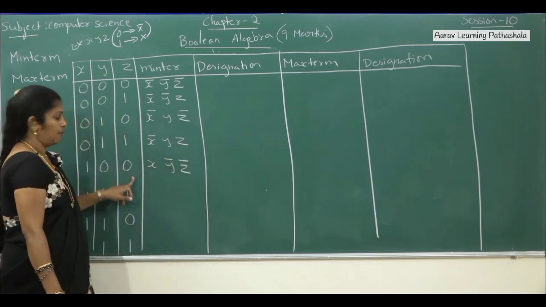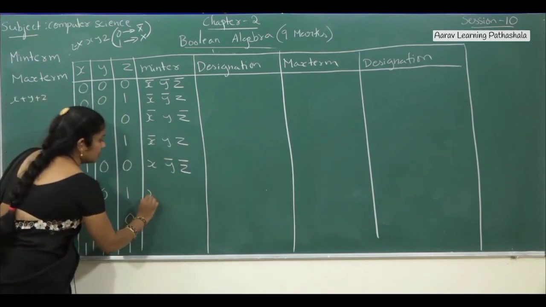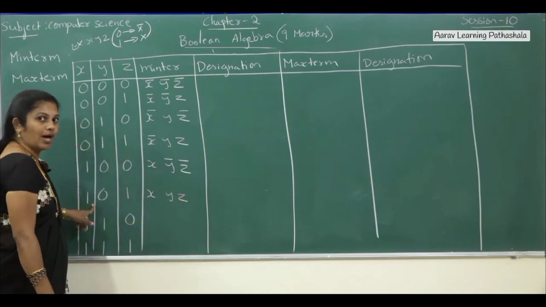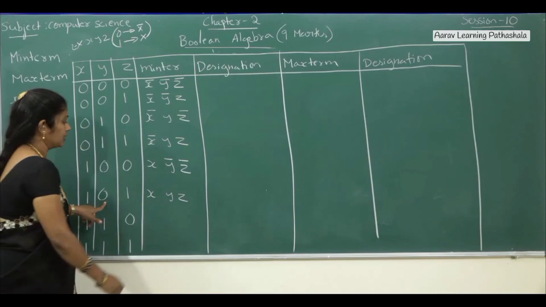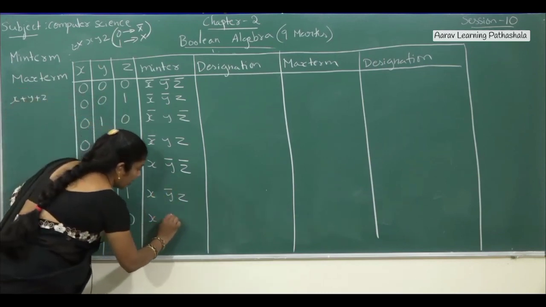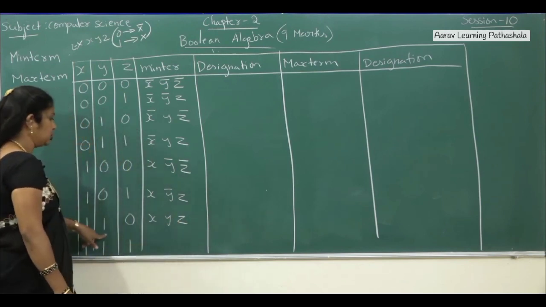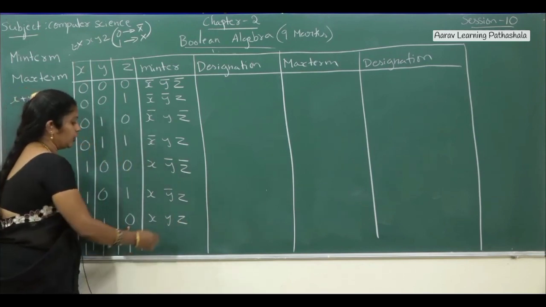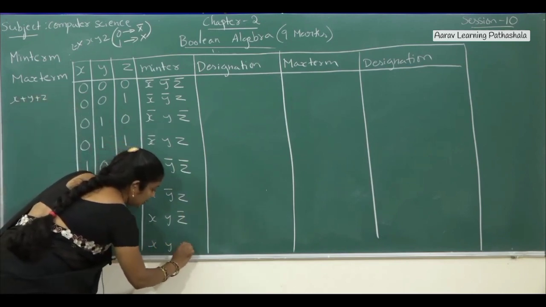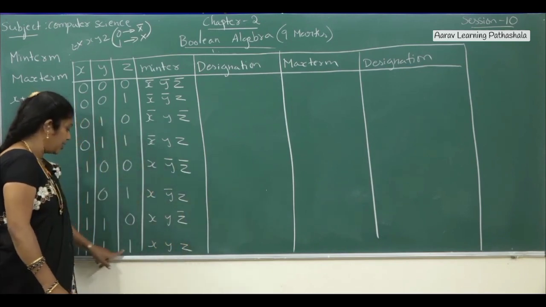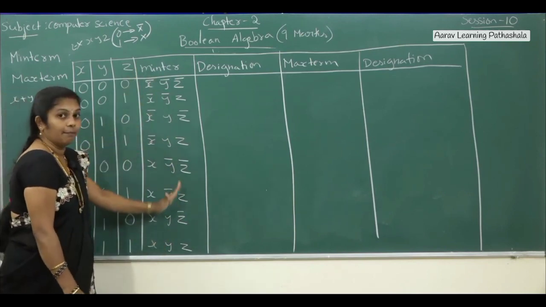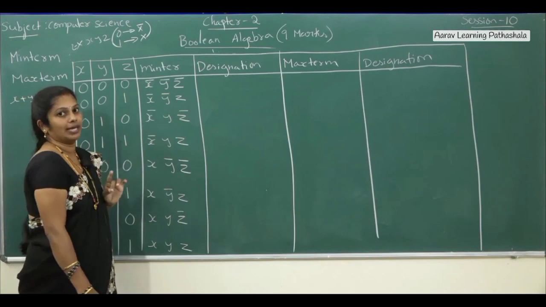Y bar, z bar. Next here, x, y, z. For the first one here we have 1, that's why I don't put any complement. Only for the second one you have to put complement. Now x, y, z. The first 2 have 1, only for 0 you have to put complement. Next, x, y, z. All the 3 are 1, that's why I don't put any complement. This represents a minterm for the variables x, y, z.